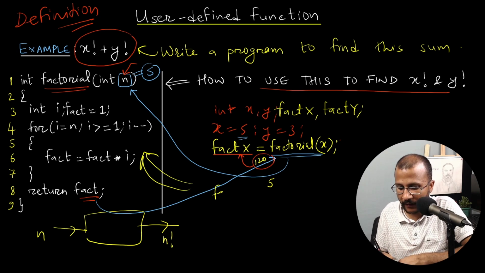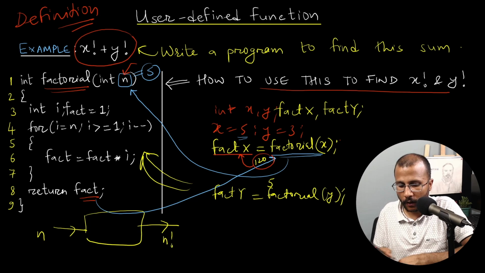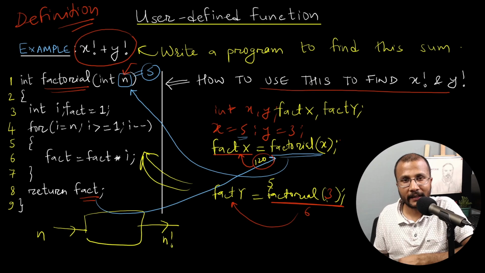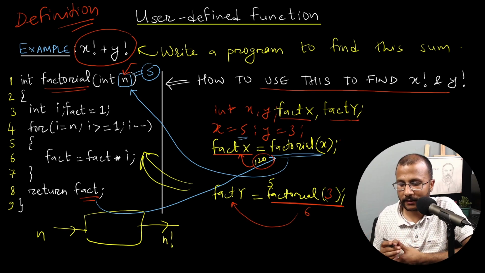Similarly, you can find the factorial of y as fact y equals factorial y. Or instead of y, if you already know the value, because I already know y is 3, I can also write 3 here. There's no problem. So factorial of 3 would be 6. 6 would be stored in the variable fact of y, and then you can add these two values to get your answer, that is x factorial plus y factorial.